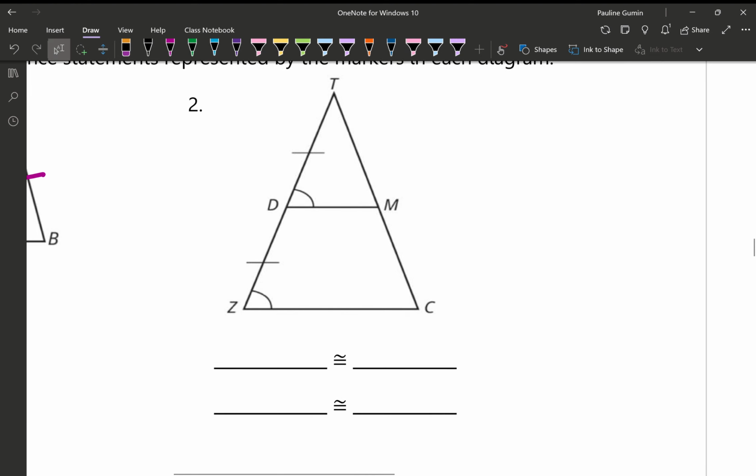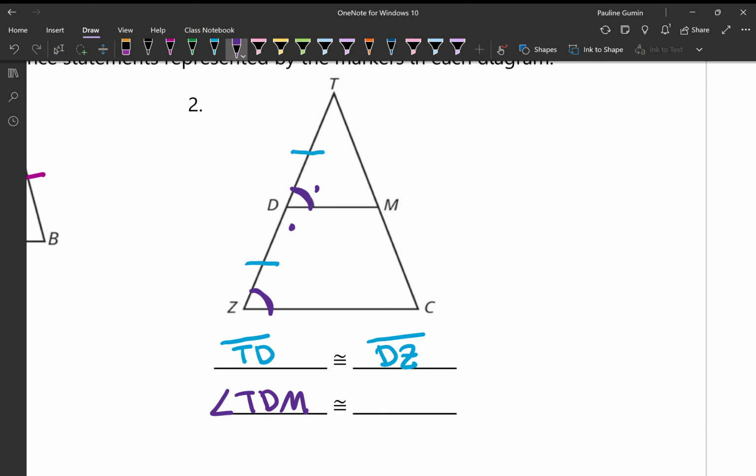All right, number 2, what do we got here? We got just a line, a side, and an angle. Let's do it. So we got these 2 sides, so 2 tick marks. We got side TD and DZ. Now let's do our angles. Now because angle D could have an angle here or here, I'm going to use 3 letters, TDM. But there's only one type of angle Z in this image, so I'll just stick to angle Z. You could have named it TZC if you wanted to.